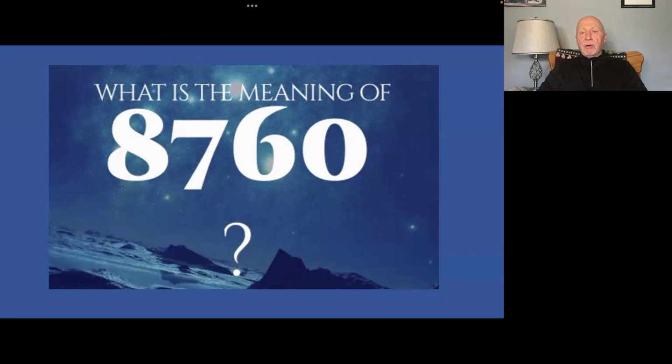Me being silent allows you to think. We always worry about people being silent in presentations. So what is the meaning of 8,760? The answer is simple. Well, it may not be obvious, but it's simple. It is the number of hours in 1 year, minus 5.83.